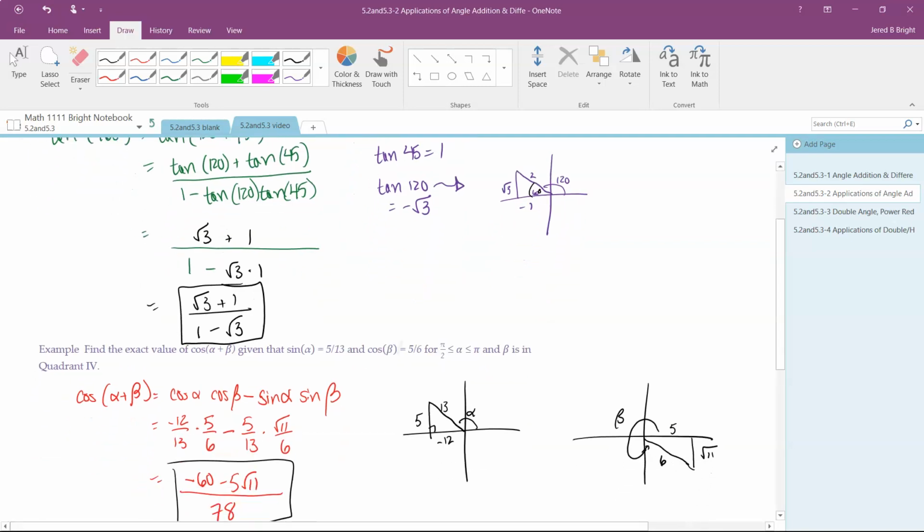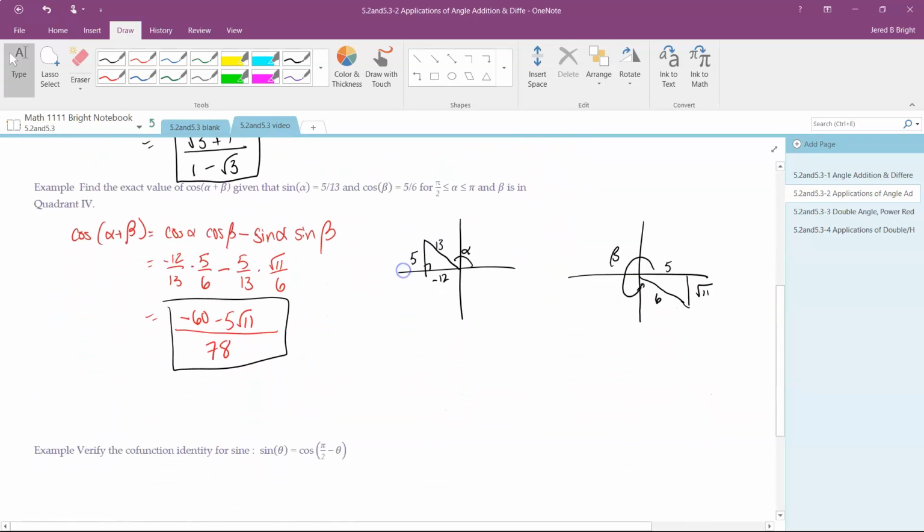Okay. For the next one, this one was actually a little bit more challenging. So first, what I did is I wrote out what cosine of alpha plus beta was according to the identity, which is cosine alpha cosine beta minus sine alpha sine beta. And then the next part was figuring out each of the values. Some of them I was given, right? Like I have sine of alpha is 5/13 and cosine of beta was 5/6. Those two I knew, but I had to figure out these other two.